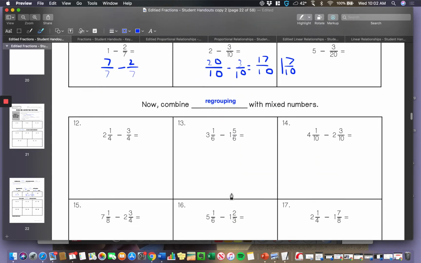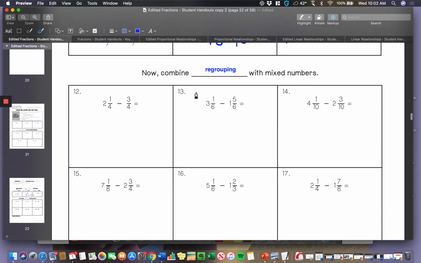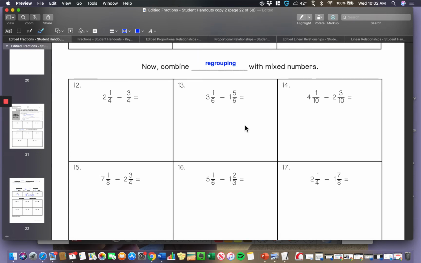So moving on to the bottom, this is probably one of the most complicated processes. So now we can combine regrouping with mixed numbers. When we are subtracting mixed numbers, one of the things that we might need to do is regroup if they need to borrow from their whole number. So for number 13 here, again, I'm going to show you another video and a couple examples that's going to help you do 12 and 14, and I'm going to use 13 as my example, okay? And I'm going to use another video to show you that.